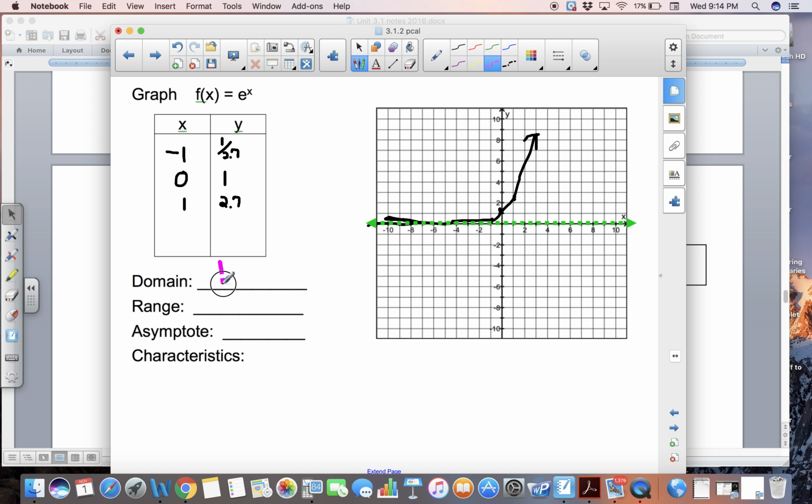All right, so the domain is all reals. The range is, of course, y is greater than 0. It has the asymptote at y equals 0. And characteristic, it is growth because 2.718 is a number bigger than 1. So it's growth.